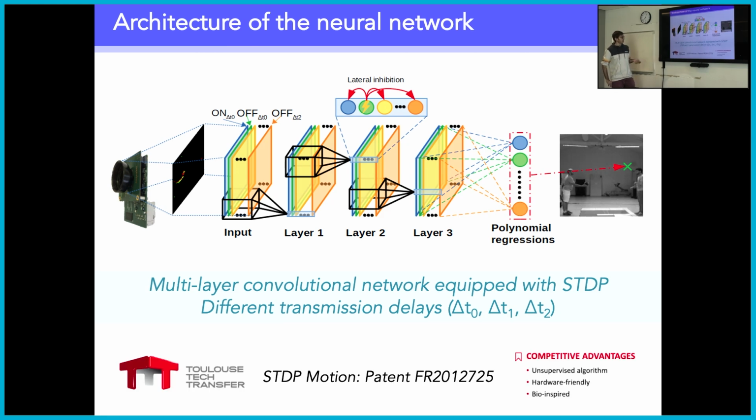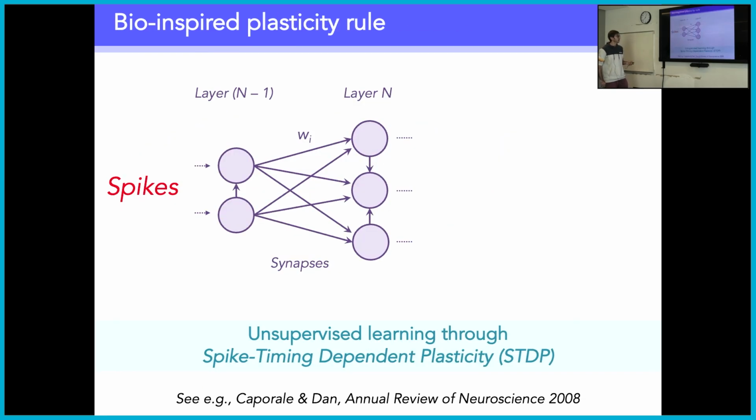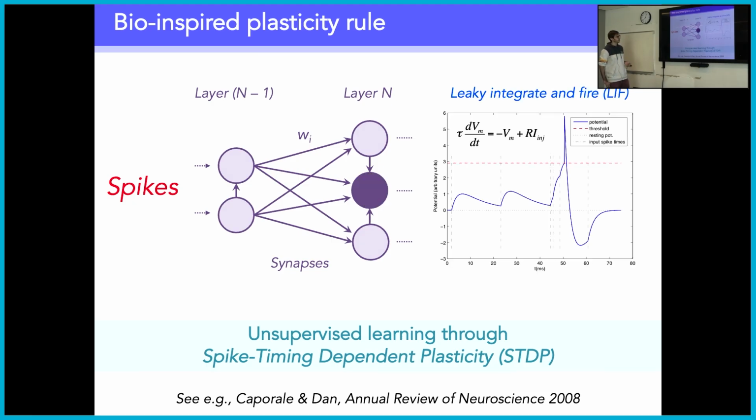And actually, this work led to a patent that was validated in 2022, called STDP motion. As I told you here, the learning is not done with supervision, but using a bio-inspired plasticity rule called the STDP, the spike timing dependent plasticity. So just to give you a taste of how it works, here we used leaky integrate-and-fire neurons.